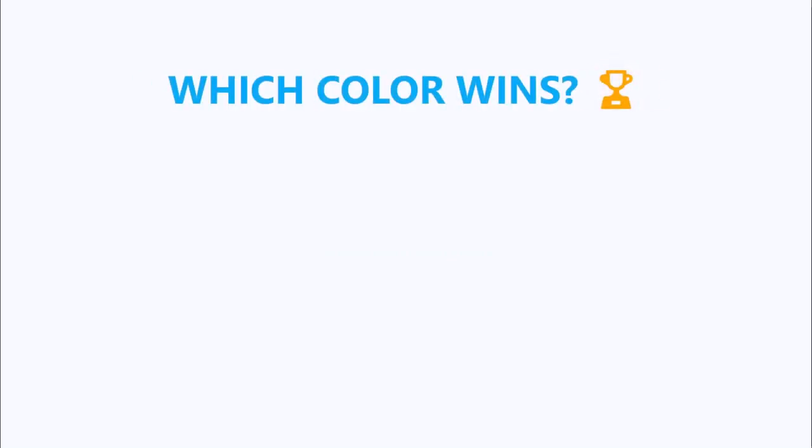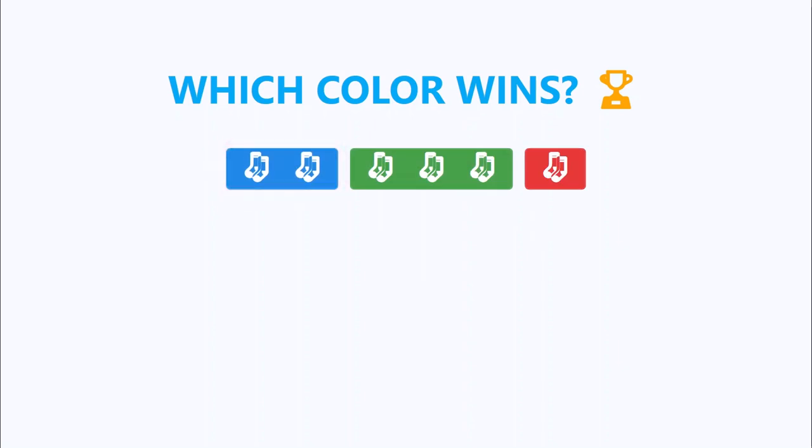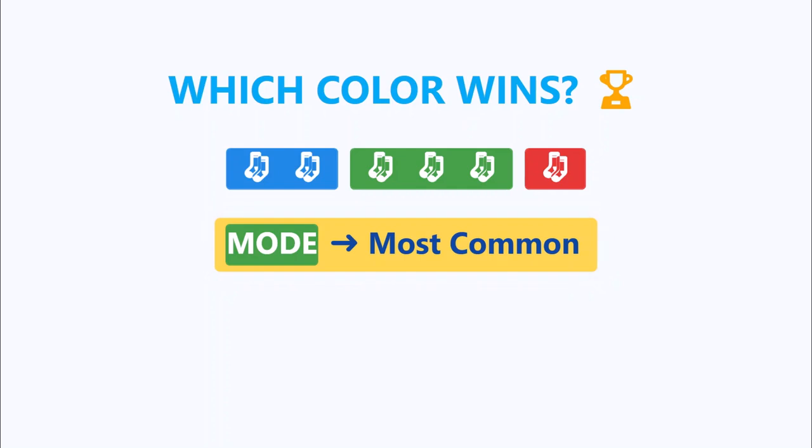Stop. Look at this row of colorful socks. We have 2 blue socks, 3 green socks, and only 1 red sock. We need a magic way to find the item that shows up the most often. That special, most common, number is called the mode.